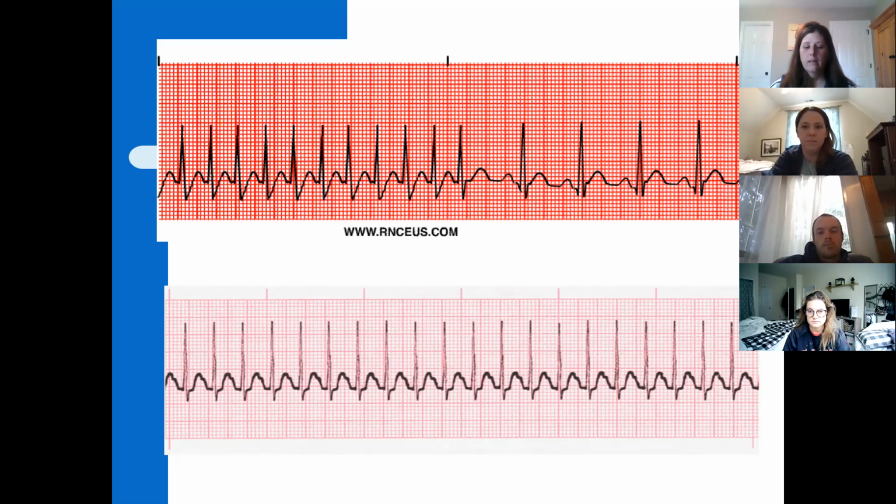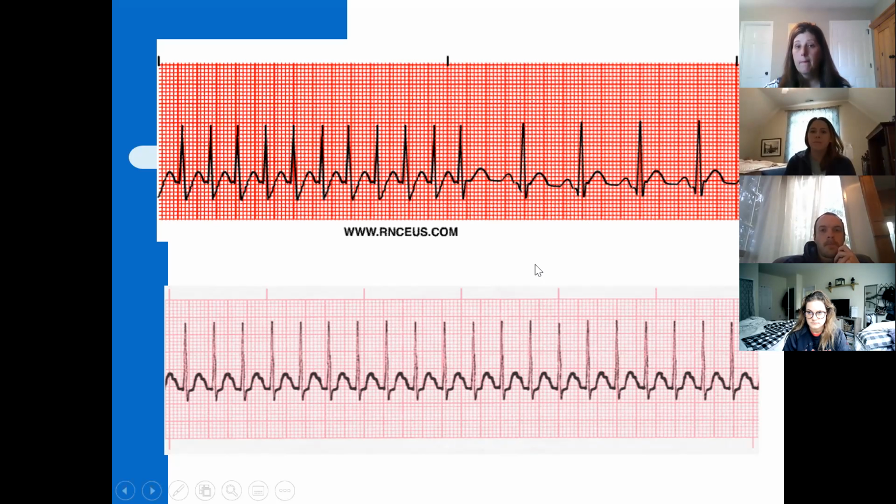Okay. A lot of times though, with supraventricular, you're going to see the whole 6 second strip just be from start to finish like that. With paroxysmal, you might see where it starts and stops. Okay. And if you're looking just at a 6 second strip, they're both coming from the atria.